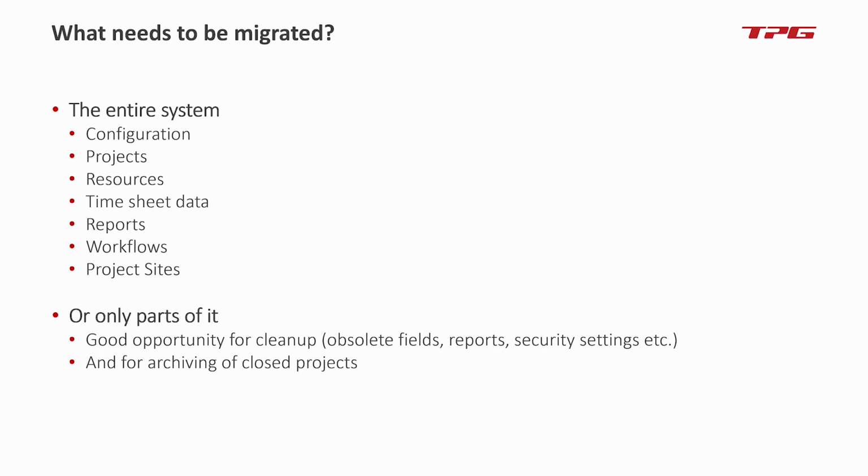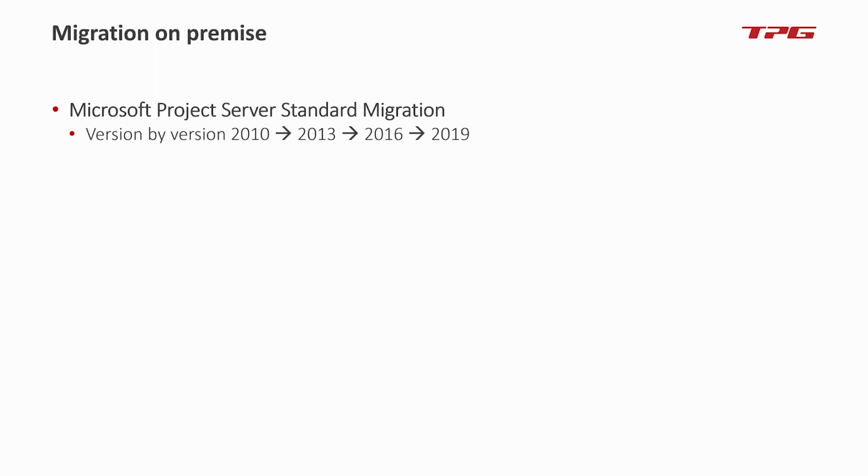Independent of whether you go to an on-premise 2019 Project Server or into a Project Online environment, this is definitely part of every single migration, and it's part of our migration model that we have as a standard process model for how a migration should be run. Migration on-premise: again, standard migration path as described by Microsoft, and TPG doesn't do it any differently. We just follow the path very consistently, and we have a number of checks.